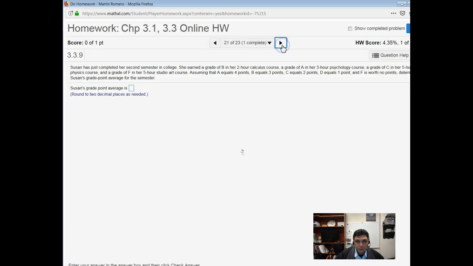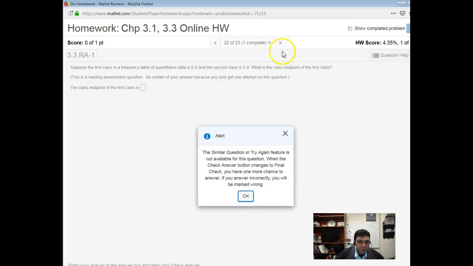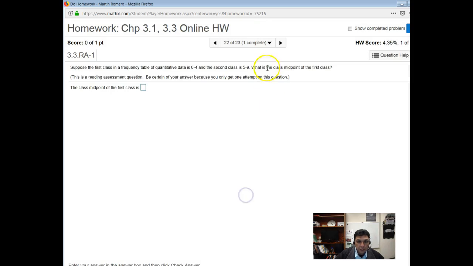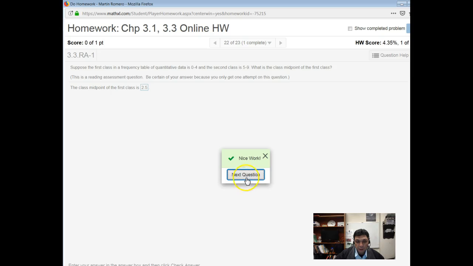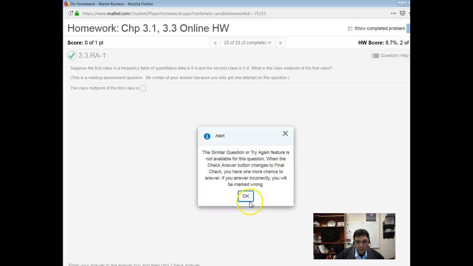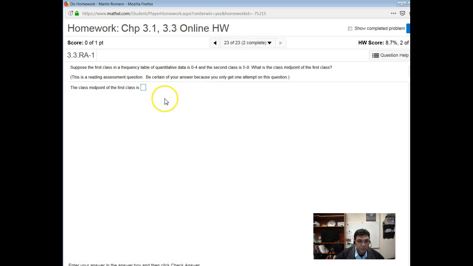The other questions were 22 and 23. Your first class in the frequency table is 0 to 4, second is 5 to 9. What's the class midpoint? The midpoint is going to be 2.5. That's what our answer would be there. Now, how do I get that? The 2.5, that's 22 and 23.